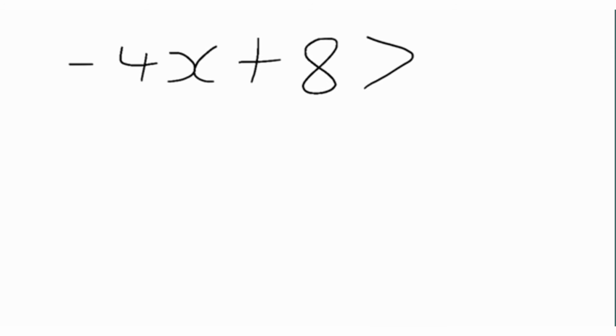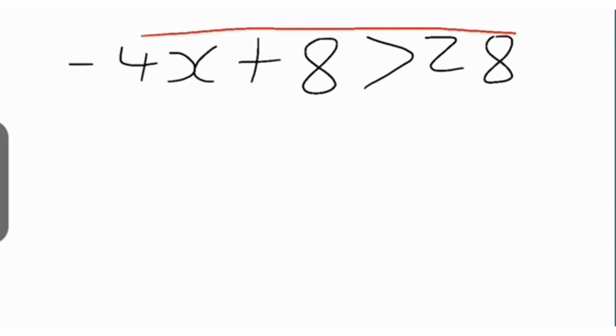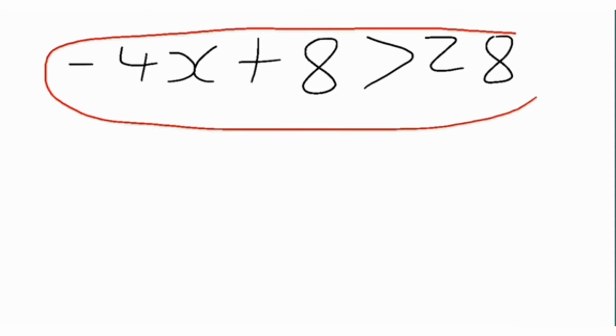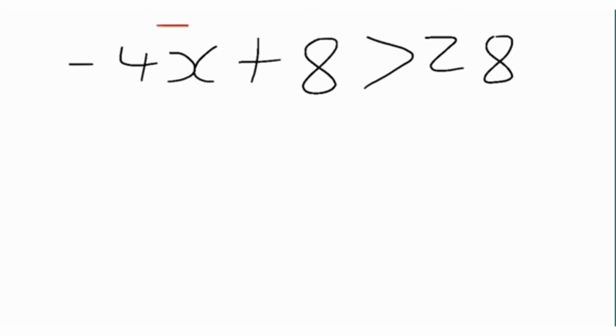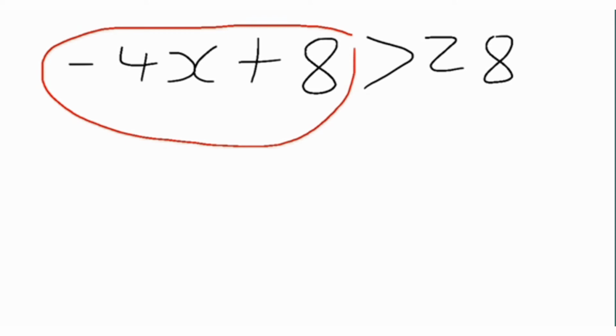Let us solve the following inequality. Negative 4x plus 8 is greater than 28. Well, we solve the inequality in the same way we solve an equation. Negative 4x plus 8 is greater than 28. Look at this side. Only x must be on this side. By this side we have negative 4 and we have positive 8.